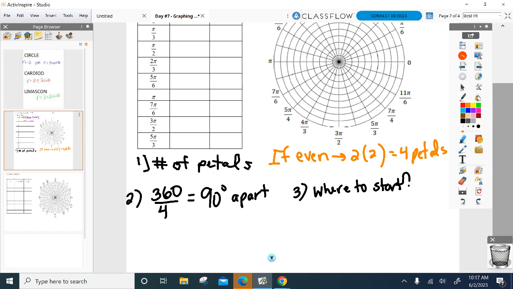Let me say that again. If it is a sine curve only, you start halfway. So they're 90 degrees apart. You start halfway how far apart they are. So we're actually going to not start at 0 degrees. We're going to start at 45 degrees.